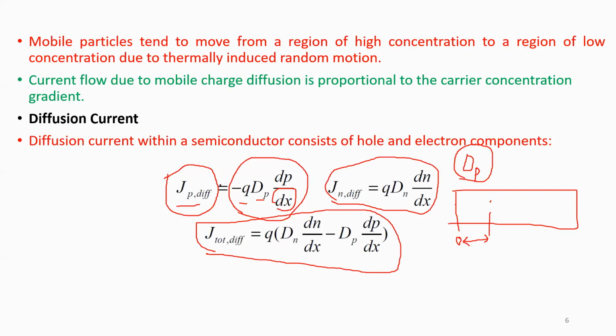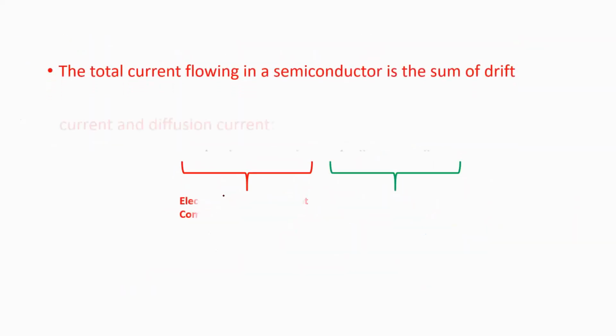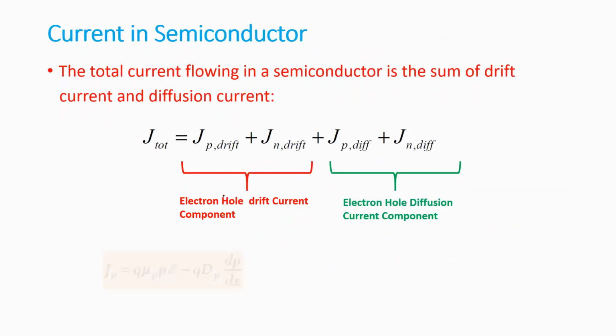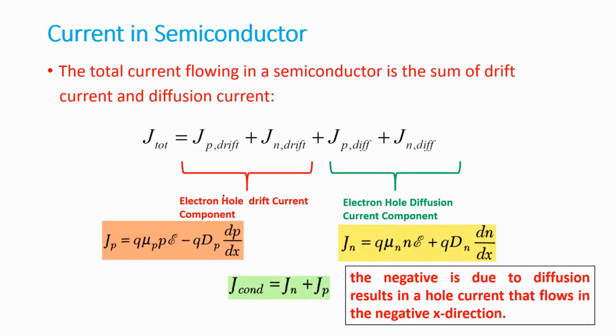Now some of you may ask what is the relevance of the negative sign. So your hole current is there, your electron current is there. Here you can see we are having a negative sign. The negative sign is there because diffusion results in a hole current that flows in the negative x direction. We already know that current is always in the direction of holes, while current is in the opposite direction to that of electrons. So when we talk about holes, we always include this negative sign.